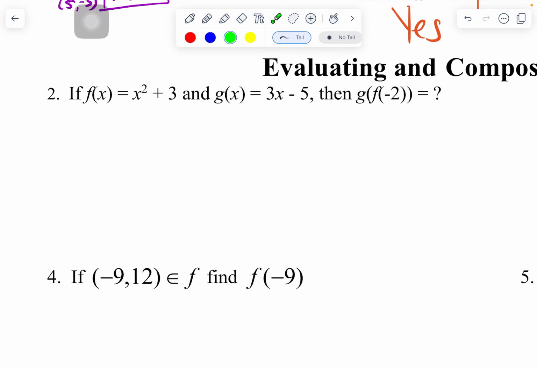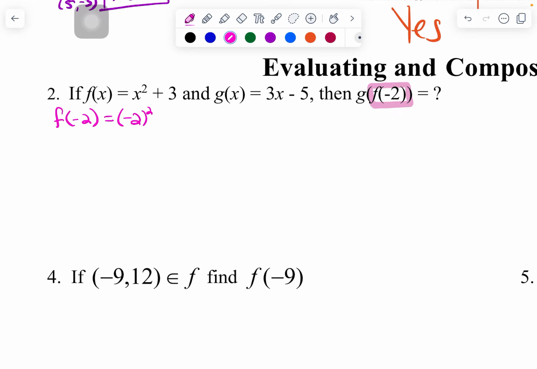So number 2 is a composite function, right? We're going to figure out g of f of negative 2. So we've got a g of x function here. We have an f of x function here. And here's the plan. We're going to start with the inside part first. We know how to figure out what f of negative 2 is. So f of negative 2 means in the f function, I'm going to replace x with negative 2. That's all it means. So let's go ahead and do that.